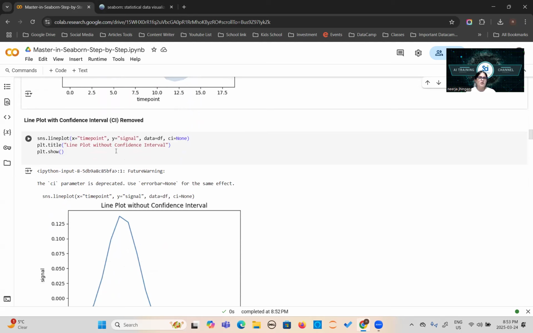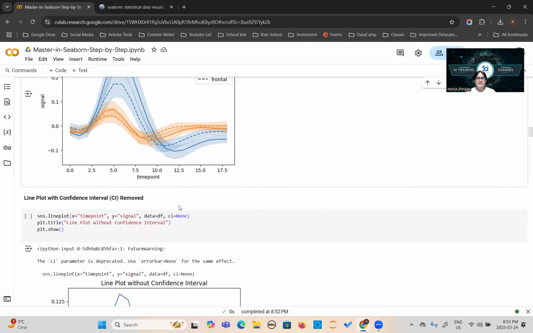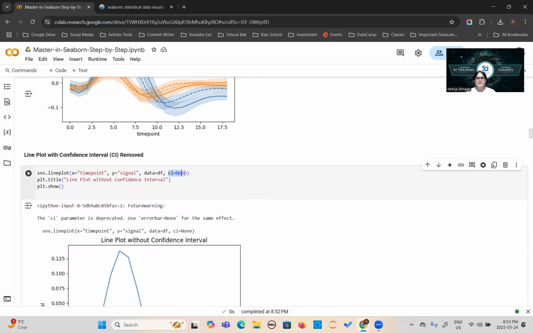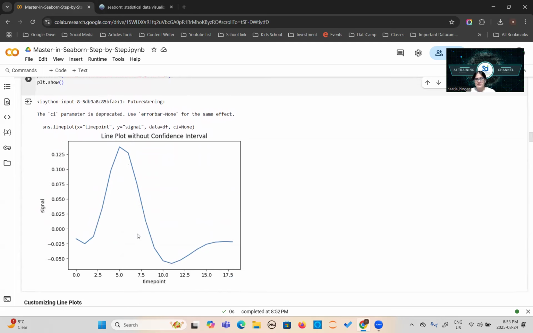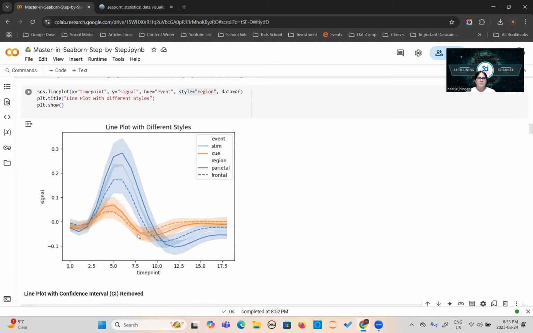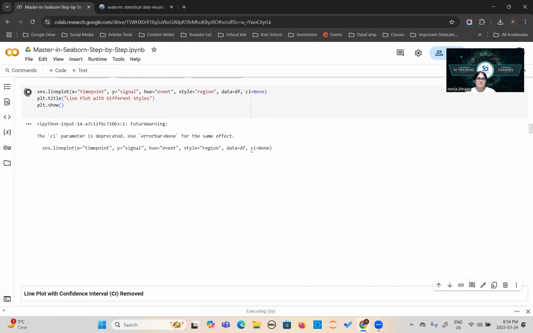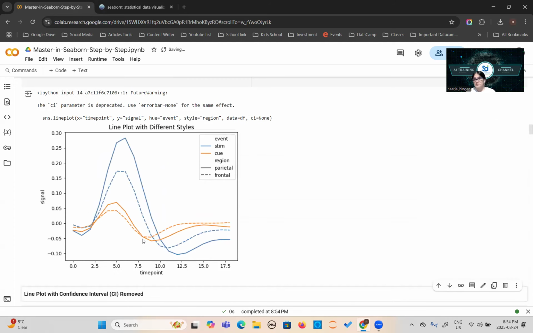And now we will talk about the line plot with the confidence interval removed. If you don't want to show this shaded area, then you can add the parameter ci equals none, so it won't show you any confidence interval. Even if you want to remove the confidence interval from here, you can mention it here too. So it will remove it.